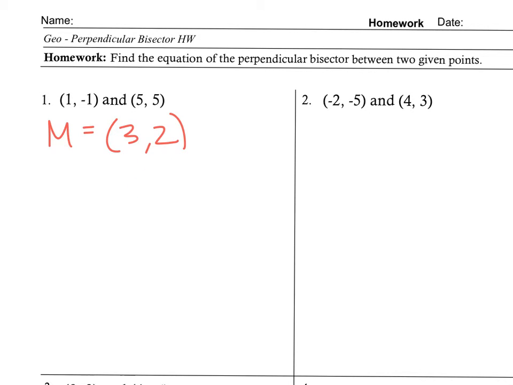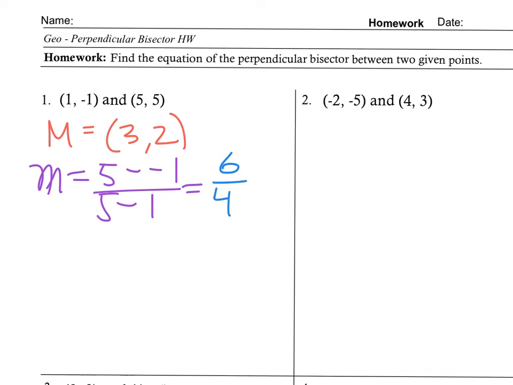Next, we need to find the slope between the 2 points. That's our slope formula, which I know as rise over run. You might know it as y2 minus y1 over x2 minus x1. So y2 minus y1 is the rise, and the run would be x2 minus x1. So I have 5 minus negative 1 over 5 minus 1. The top comes out to be 6, the bottom comes out to be 4, which reduces to 3 over 2.